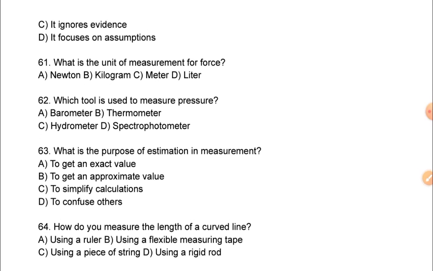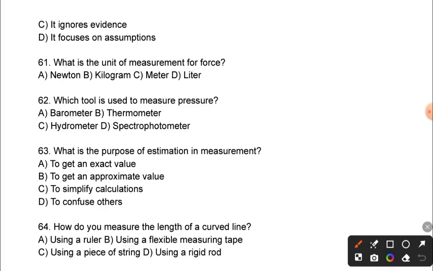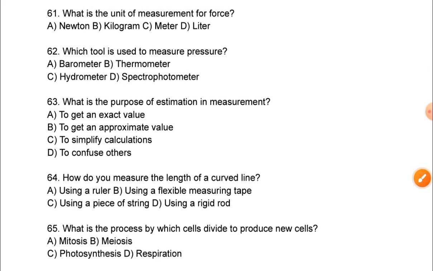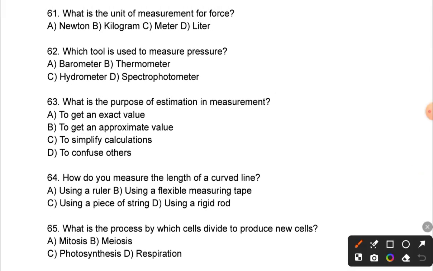64. How do you measure the length of a curved line? You measure the length of a curved line using a flexible measuring tape or using a piece of string. So question 64 is B. After using a piece of string, you now put it on the straight edge to know the actual length. 65. What's the process by which cells divide to produce new cells? It's called mitosis. A.